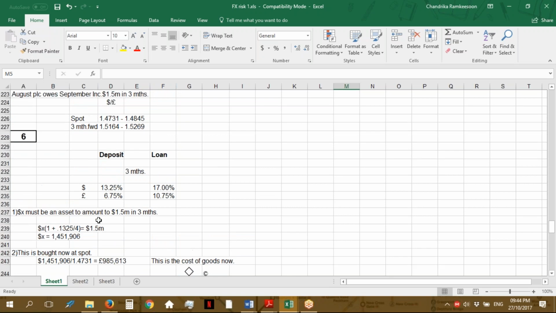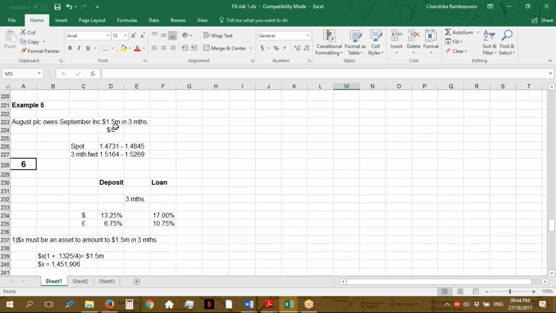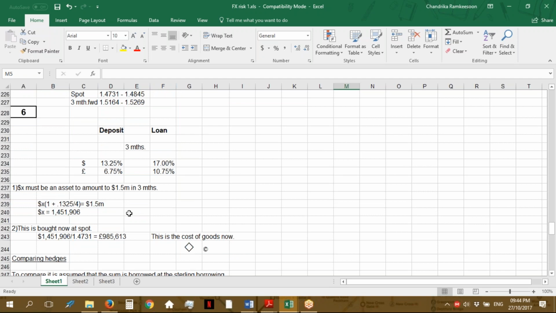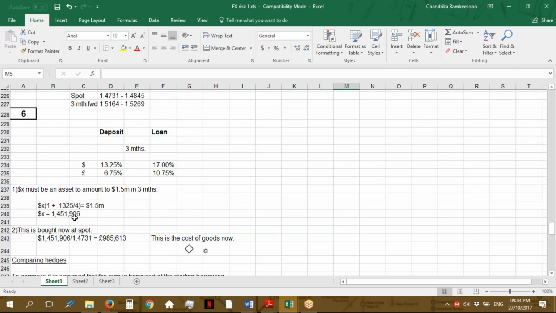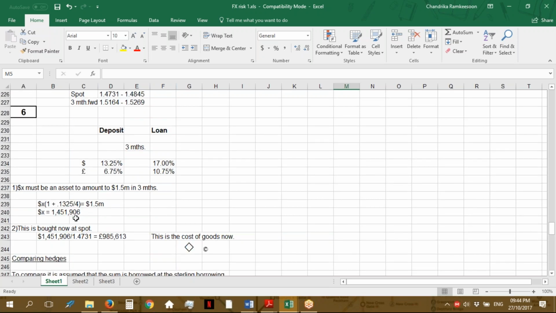X must be an asset, the amount of $1.5 million in 3 months. So what we're going to do is deposit. Notice the deposit sterling dollar rate is being used, but as usual we have to adjust because it's a 3-month transaction, and that works to 1,451,906. So we need to deposit 1,451,906 today, and in 3 months time it will amount to 1.5 million.